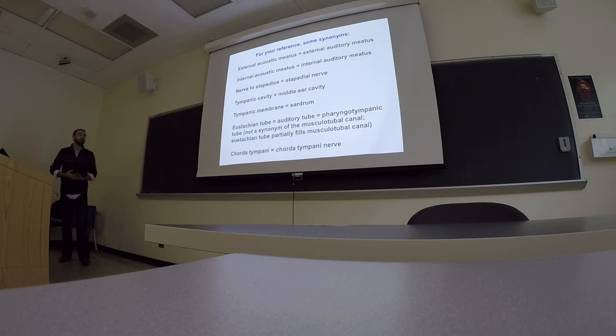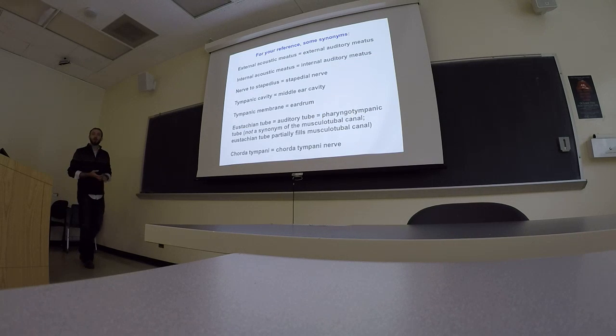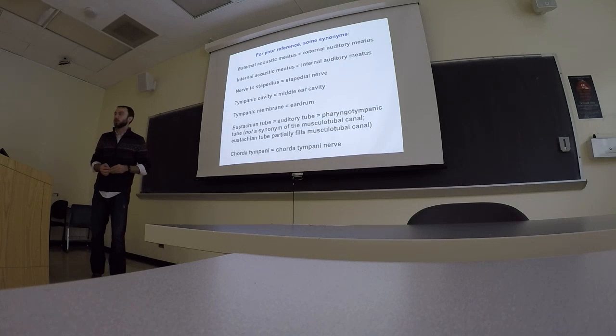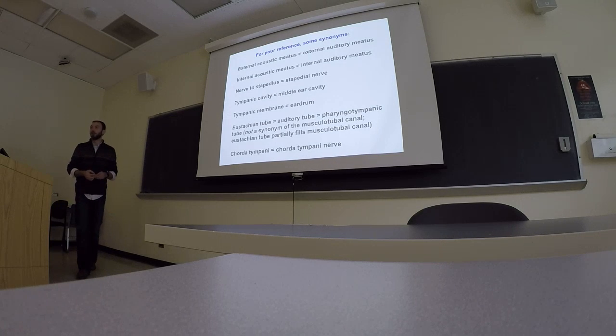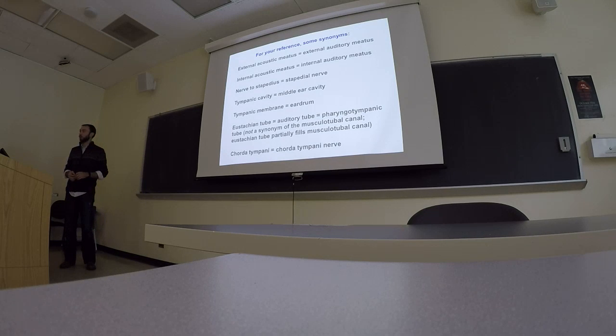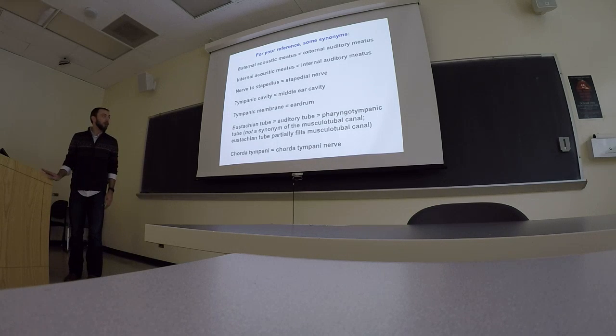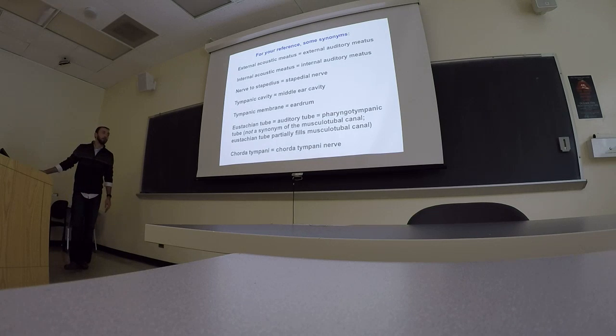Okay, so just a little bit of reference here. There's a lot of synonyms out there for different structures or parts of the facial nerve. So external acoustic meatus, basically you can exchange acoustic and auditory. Sometimes these meatuses are called acoustic, sometimes they're called auditory. I may use them interchangeably, but they're the same thing. The nerve stapedius is also called the stapedial nerve. The tympanic cavity and the middle ear cavity are the same thing. The tympanic membrane is the eardrum.